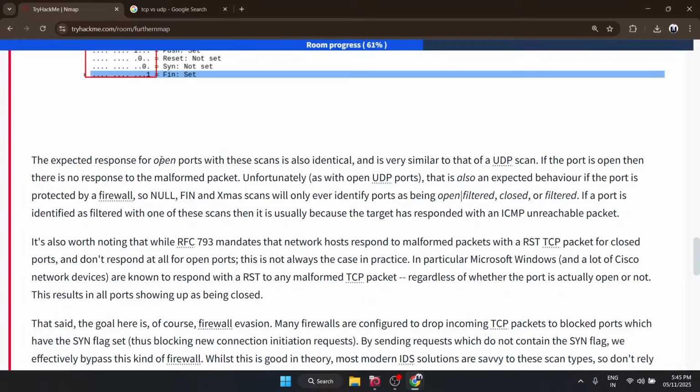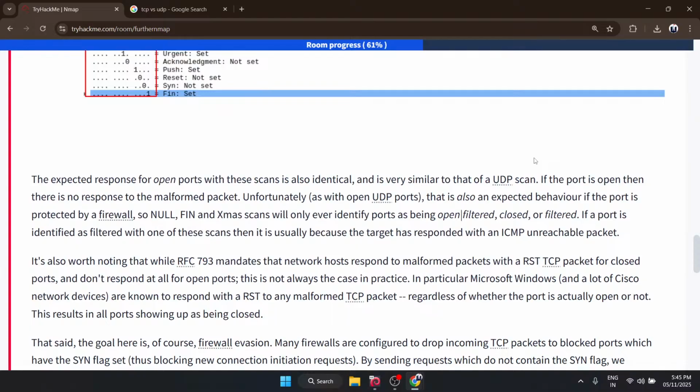The expected response from an open port with these scans is also identical and very similar to that of a UDP scan. Meaning what will happen? There will be no response at all. If a UDP port is open, there will be no response, so that port will be considered open. But if there is a response, that means that specific port is closed.